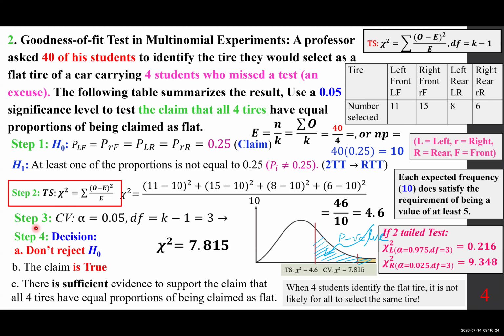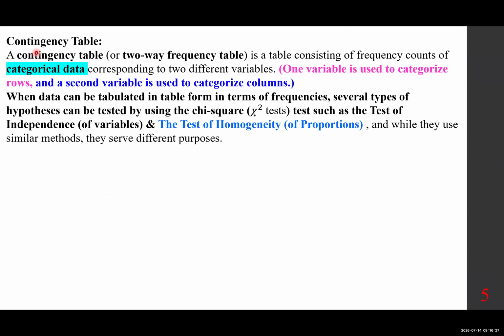All right, let's elaborate on this stuff. Reminding you what a contingency table is. A contingency table, or two-way frequency table, is a table consisting of frequency counts of categorical data corresponding to two different variables. One variable is used to categorize rows, and a second variable is used to categorize columns. When data can be tabulated in table form in terms of frequency, several types of hypotheses can be tested using the chi-square test, such as the test of independence of variables and the test of homogeneity of proportions.